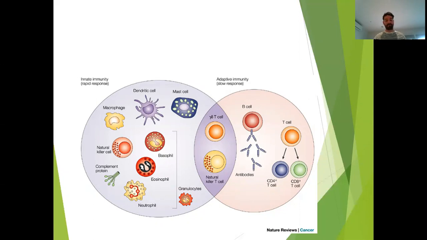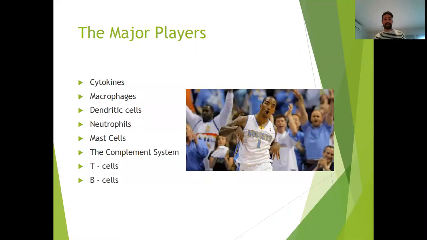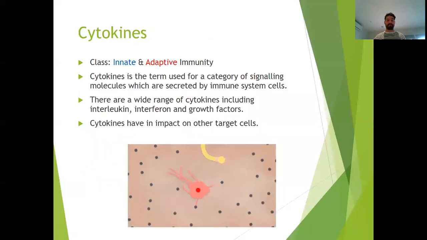and how they work together. So the ones we're looking at today are cytokines, macrophages, dendritic cells, neutrophils, mast cells, something called the complement system, and T cells and B cells. So we're going to break down what each one does. And I reckon maybe taking some notes on what is the function of each one will really help.